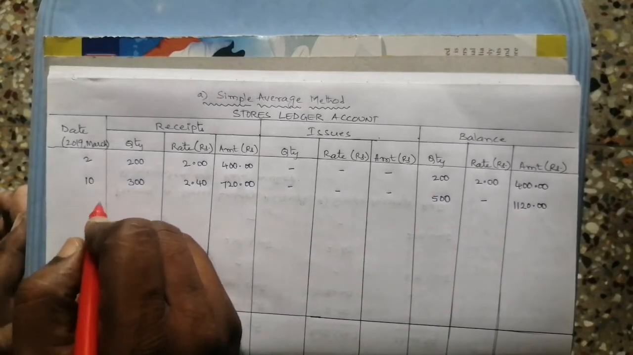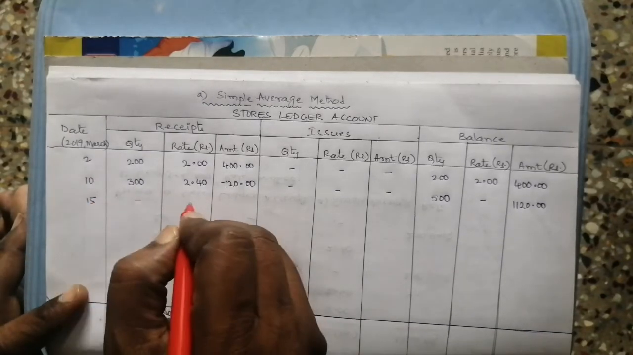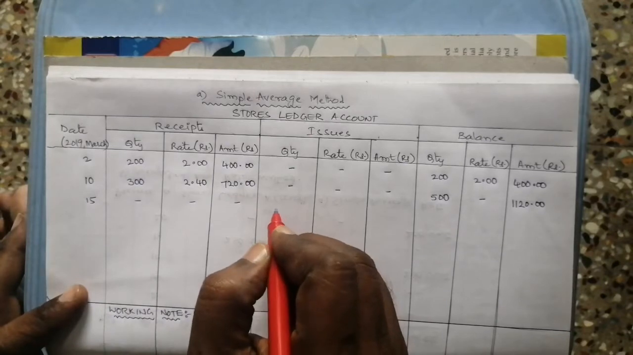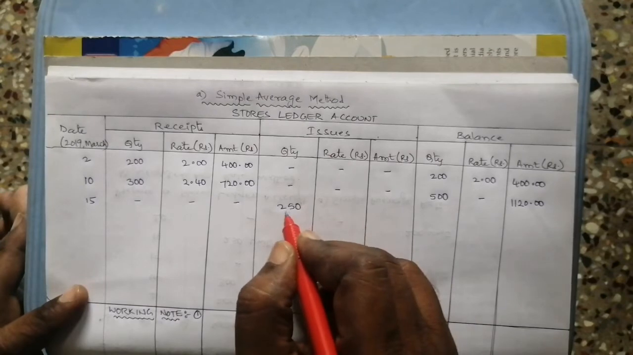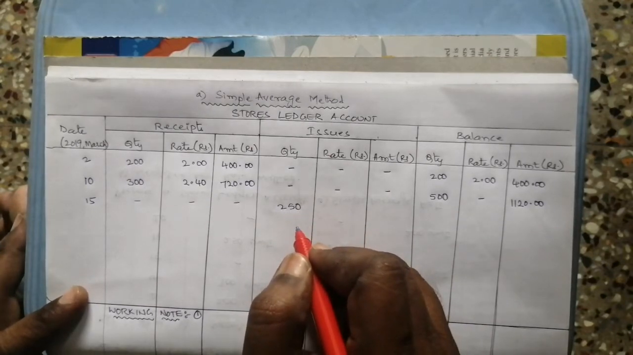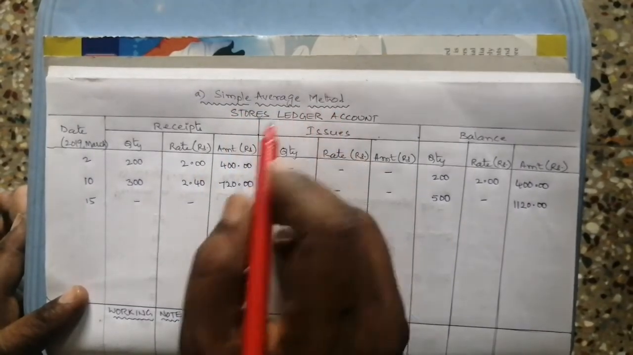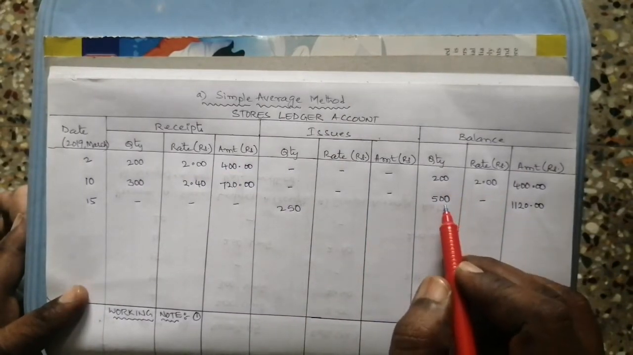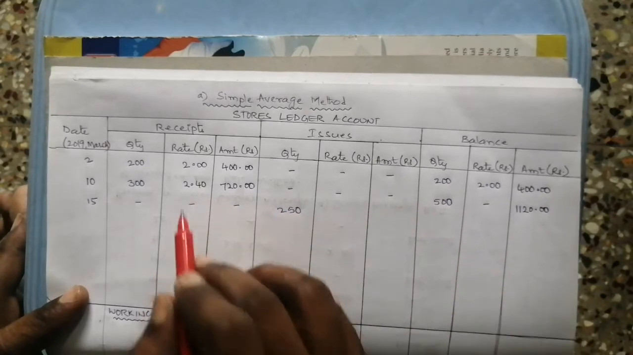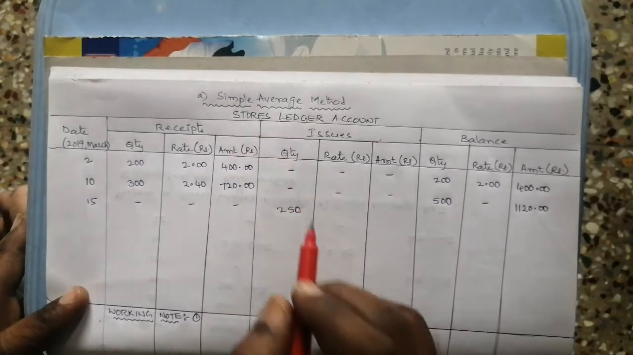Now let us see the next transaction, the 15th. On the 15th, there is no receipt, but there is an issue. How many units issued? 250 units issued. When 250 units are issued, which method are we following? Simple average method. If it were FIFO, we would directly take 2 rupees for 200 units, and for the remaining 50 units, 2 rupees 40 paisa. But this is not a FIFO or LIFO method.